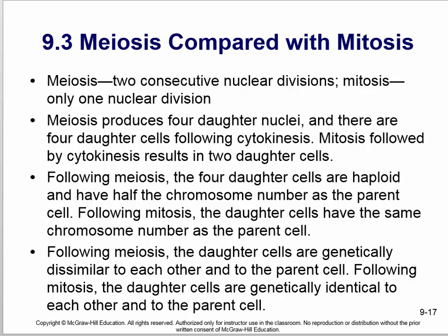Meiosis 2 compared to mitosis. Meiosis 2 is similar to mitosis in that the sister chromatids separate. However, the resulting 4 daughter cells are haploid. Mitosis yields 2 daughter cells with the same number of chromosomes as the parent.